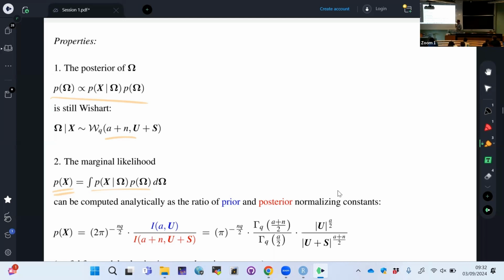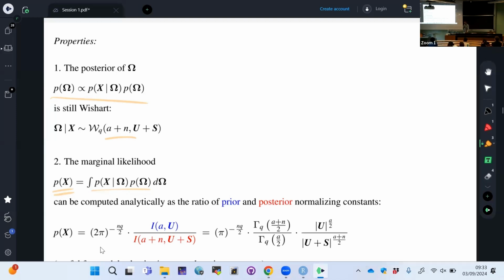as the ratio of the prior and the posterior normalizing constants. What we called before I of A, U, the blue term, was the prior normalizing constant. And then the same for the posterior distribution, which, since this is still a Wishart, we can call I of A plus n, U plus S. This is not exactly equal to the ratio of the normalizing constants. There is an extra term, 2 pi raised to minus nq over 2, which comes instead from the likelihood function.